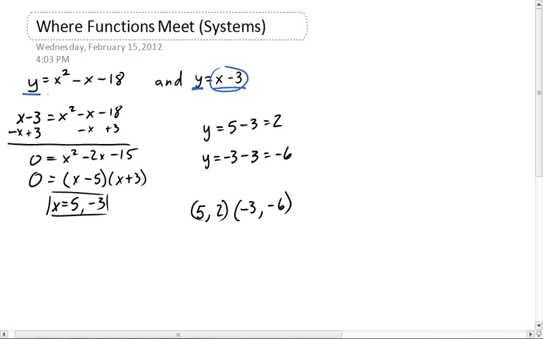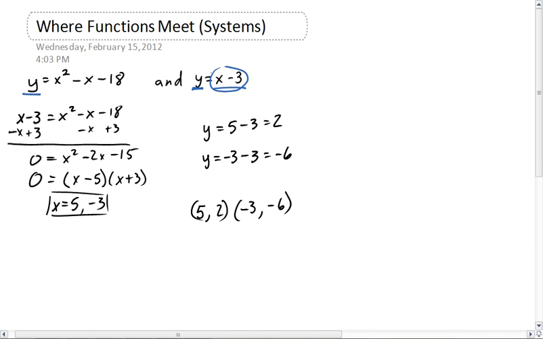You can double check. You can put this 5 in for x here. That would give us 5 squared, which is 25, minus 5 is 20, minus 18 is 2. So we got y is 2, and you can do the same thing for the other one. These points should work in both of those equations.